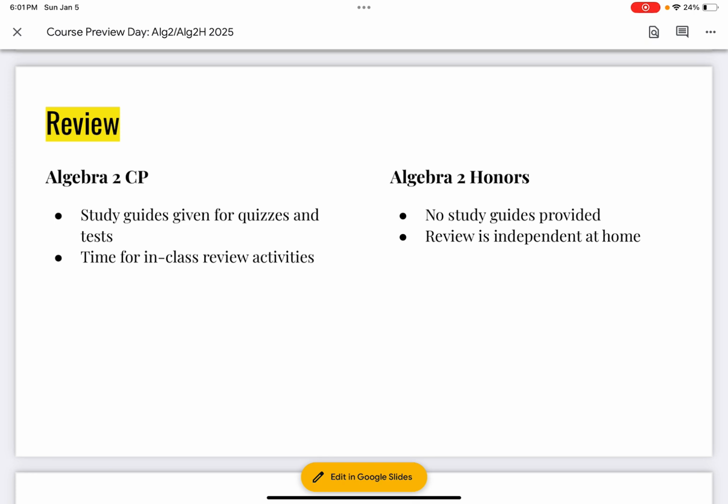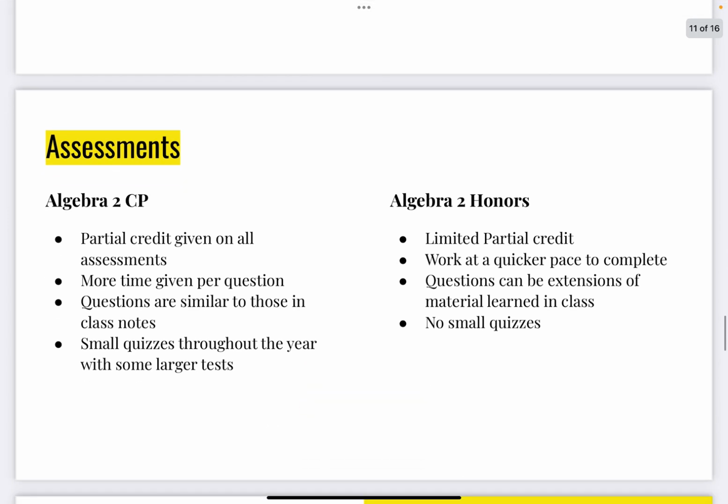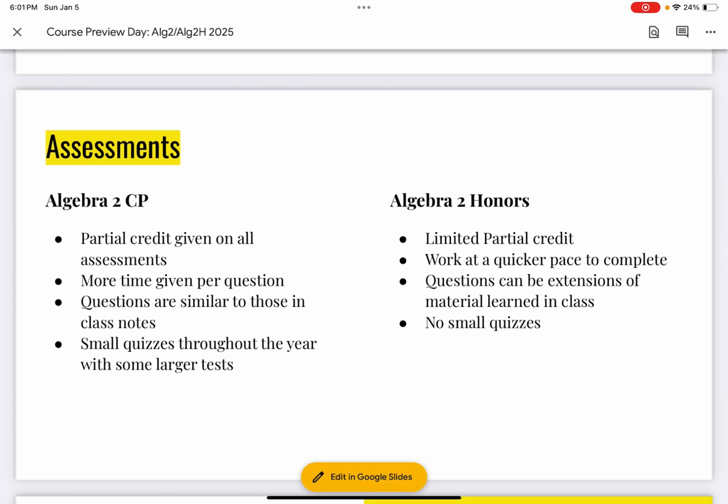You have to know how to put together your own study guide if you want a study guide, okay? And the review is independent and at home. A lot of times, while we've moved on to new topics, sometimes we delay a few days so that you have more time to review, but you'll be responsible for learning new material at the same time as studying for assessments. Okay, in terms of the actual assessments, in CP, there's partial credit given on most questions.